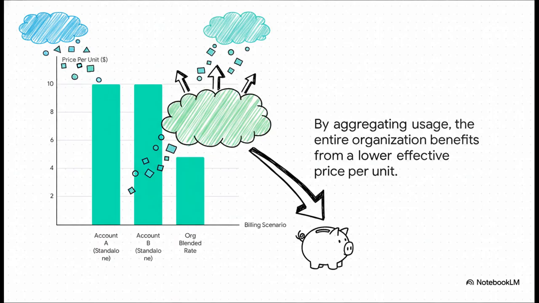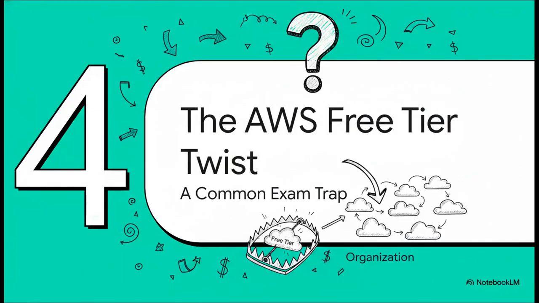This chart really spells it out perfectly. Look, on its own, a single account might be stuck in a more expensive pricing tier. But when you add its usage to another account's usage inside the same organization, suddenly their combined total pushes them over the line into a cheaper tier. So the bottom line is, everybody in the organization wins, and the total AWS bill goes down. It's a no-brainer.